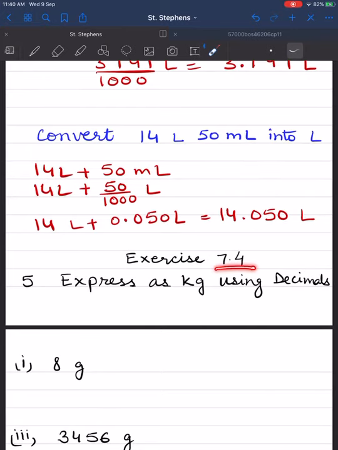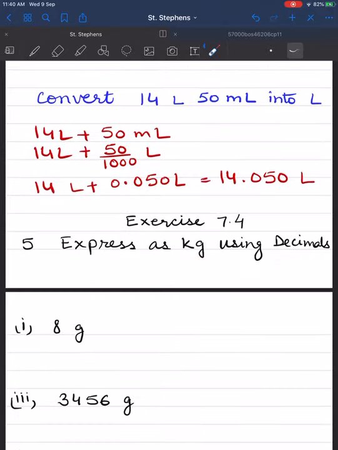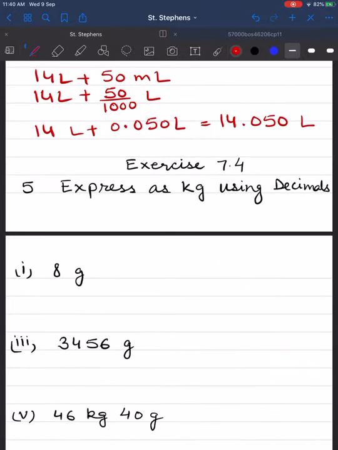Now let's do the remaining questions of exercise 7.4. Question 5. Express as kilograms using decimals. First part is 8 grams. Now we know 1 gram is equal to 1 upon 1000 kgs. So we divide 8 by 1000 to convert it into kilograms. Now we write the numerator and we count 3 decimal places from the right. We have only 1, so for the remaining 2 we write zeros and we put decimal, so we get 0.008 kilograms.